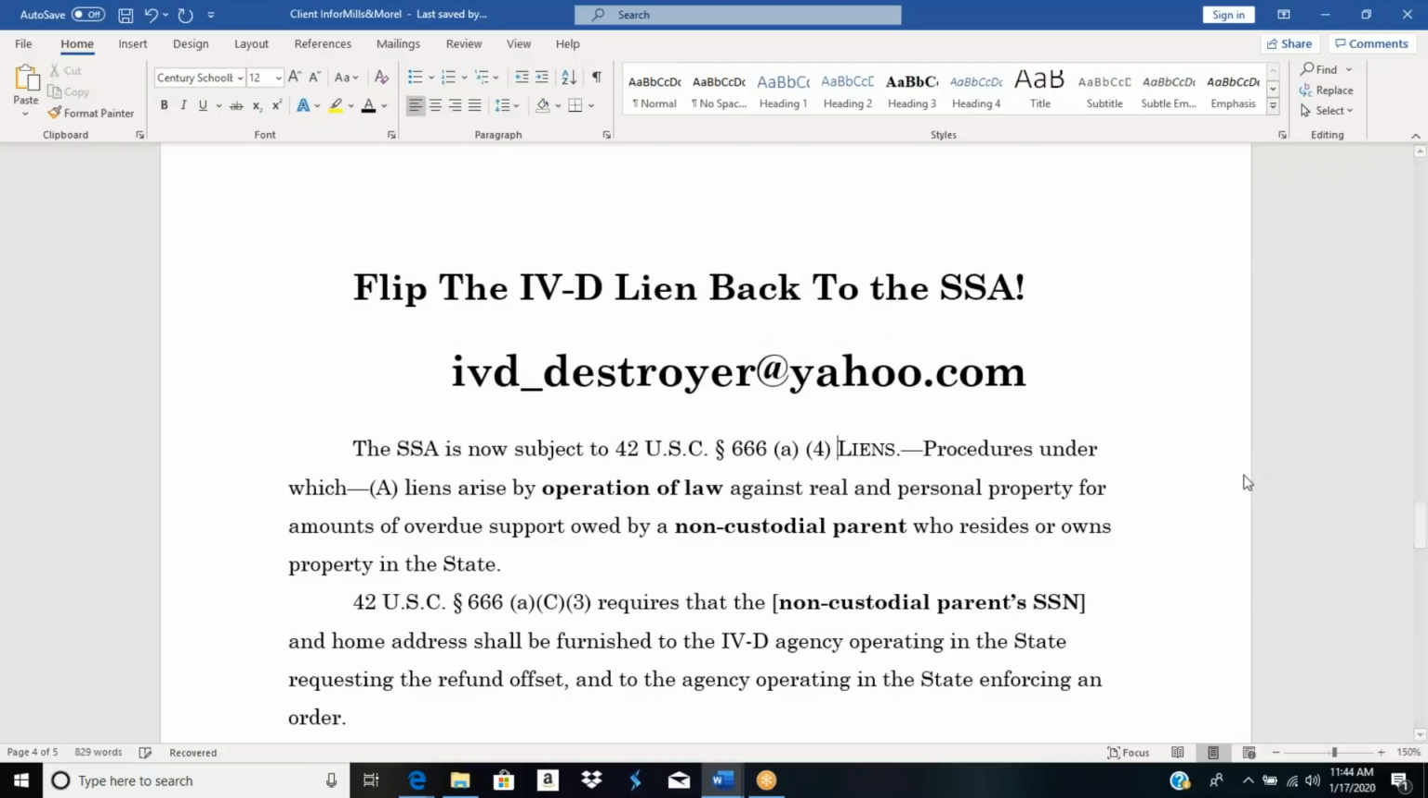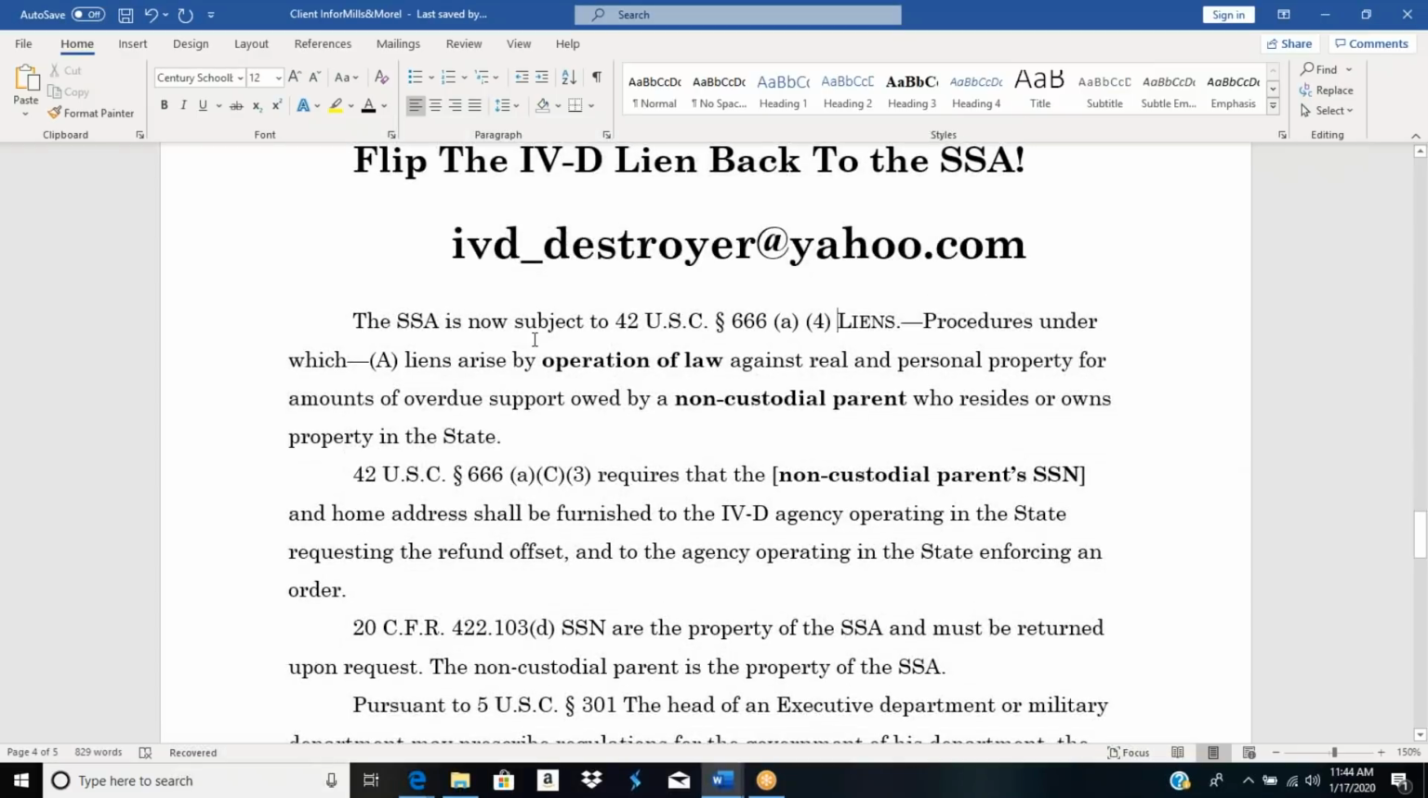Okay. Now, the SSA, being that there's a lien on the Social Security number, the Social Security Administration is now subject to 42 U.S.C. 666(a)(4) liens. Procedures under which liens arise by operation of law against real and personal property for the amount of overdue support owed by a non-custodial parent who resides or owns property in the state.